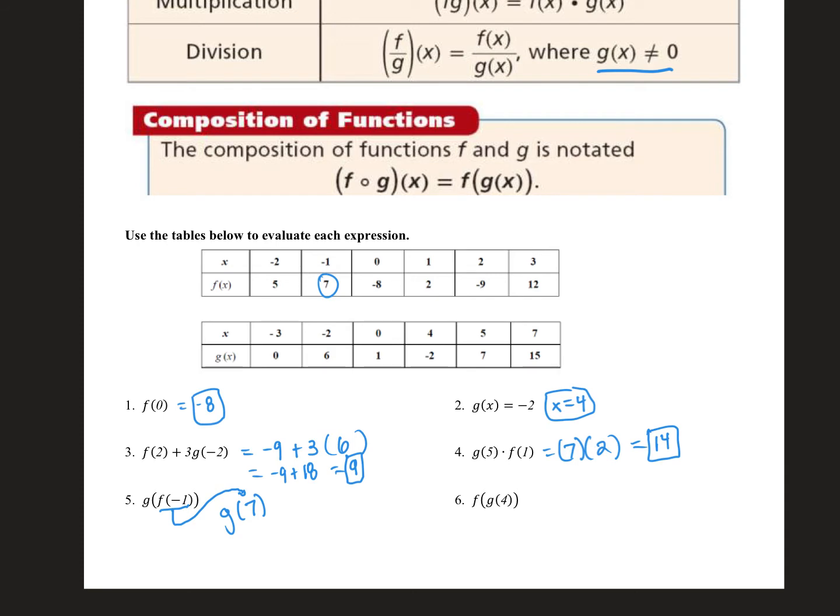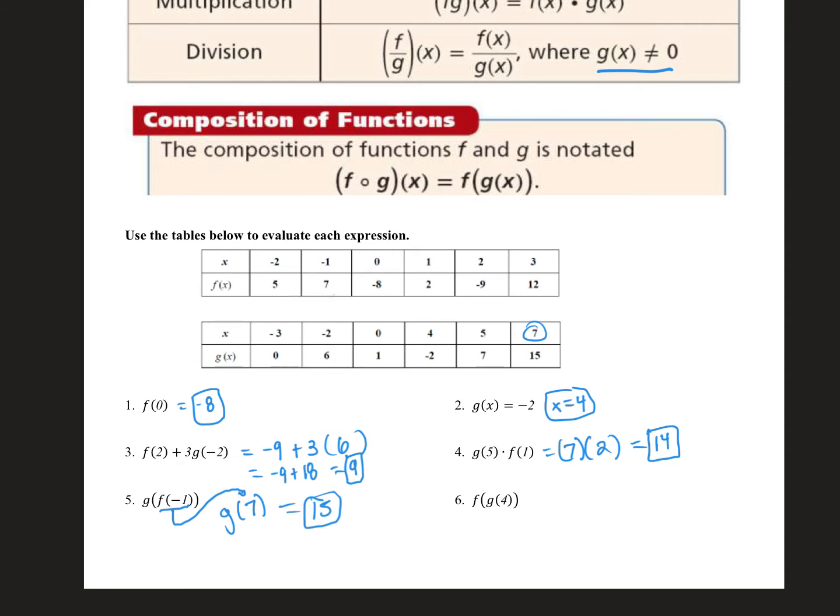Remember what I said, composition is a function within a function. So I'm finding the value, the output value for when my input value is -1 for my function f. That was 7. Now I'm going to plug 7 into my function g. So when I plug 7 into my function of g, we get out 15.